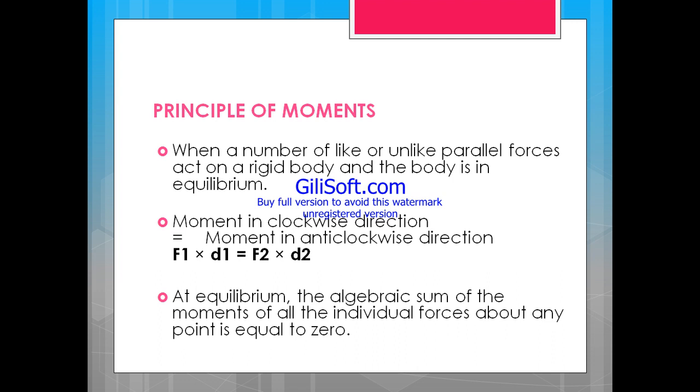If both are equal, that is represented in the equation F1 into d1 equal to F2 into d2. And at equilibrium, the algebraic sum of moments of all individual forces about any point will be equal to 0. That is, all the forces sum to 0 in the sense that it is balanced. If the forces are unbalanced, the sum will not be equal to 0.